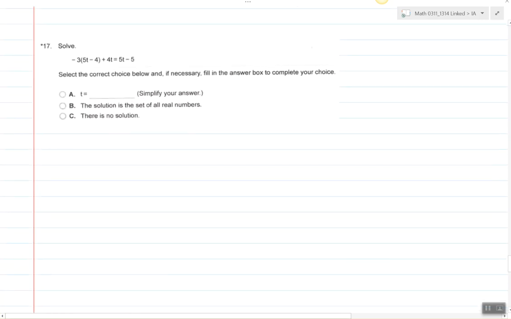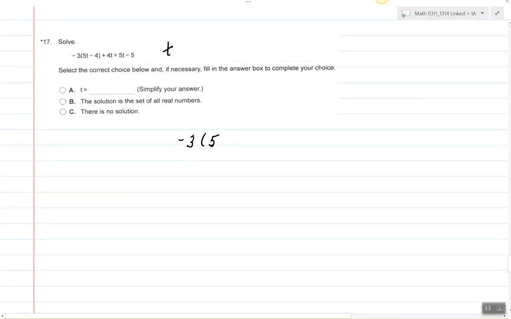Number 17. I have negative 3 parentheses 5, and I hope you don't mind. I'm going to do something a little unethical. I'm going to change the variable to x. It is variable t, but so many times t gets confused with a plus sign. So in my work, I'm going to change it to x. Minus 4, close parentheses, plus 4x is equal to 5x minus 5.